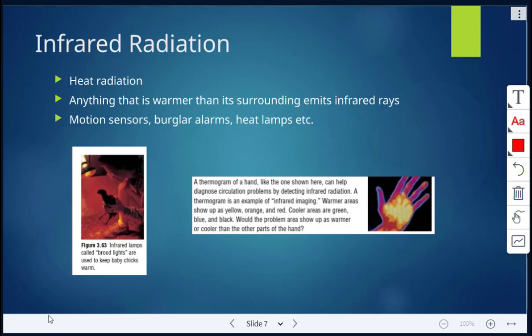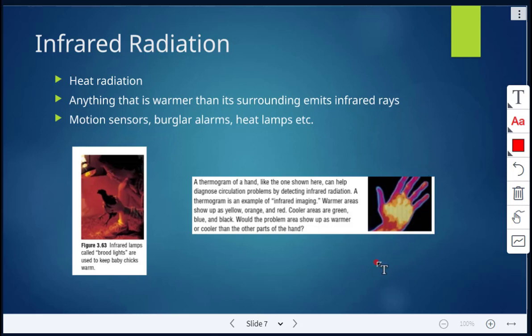So infrared radiation, this was that heat radiation. We cannot see it, but we can feel it. Right? Anything that's warmer than the surroundings emits infrared rays. Motion sensors, burglar alarms, heat lamps, etc. use infrared radiation. So here, infrared lamps called brood lights are used to keep baby chicks warm. Okay, so that's infrared radiation.